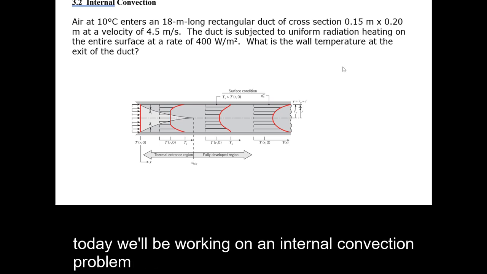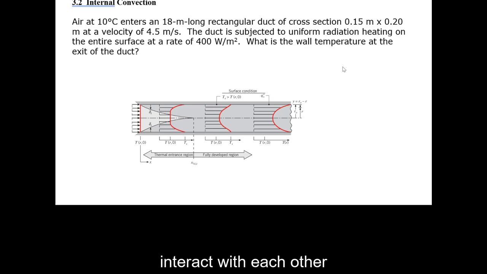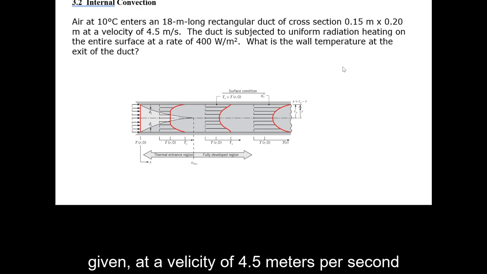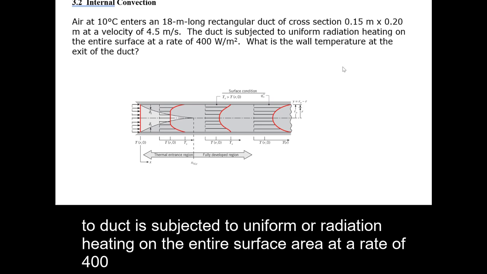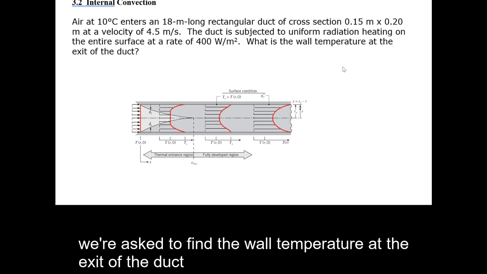Today, we'll be working on an internal convection problem where flow is moving through a channel or a pipe, so the boundary layers between sides of the channel interact with each other. In this problem, air is moving through an 18-meter long rectangular duct with a cross-section that's given at a velocity of 4.5 meters per second. The duct is subjected to uniform radiation heating on the entire surface area at a rate of 400 watts per meter squared. We are asked to find the wall temperature at the exit of the duct.